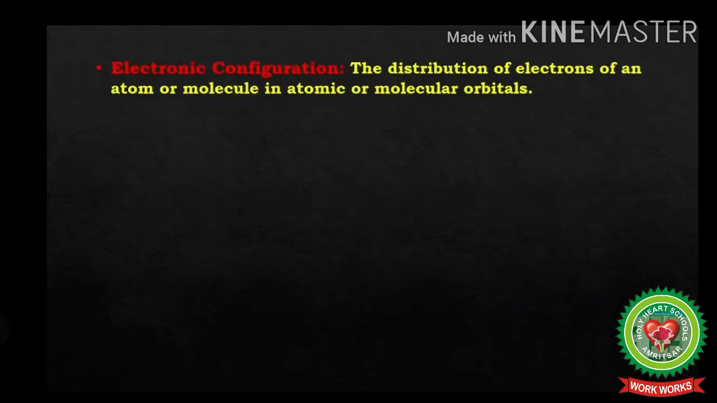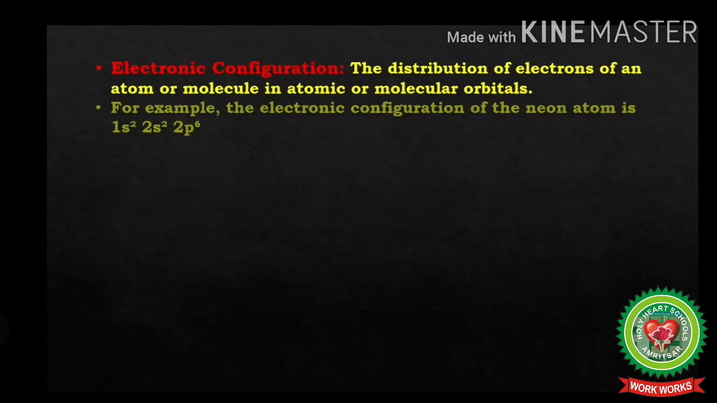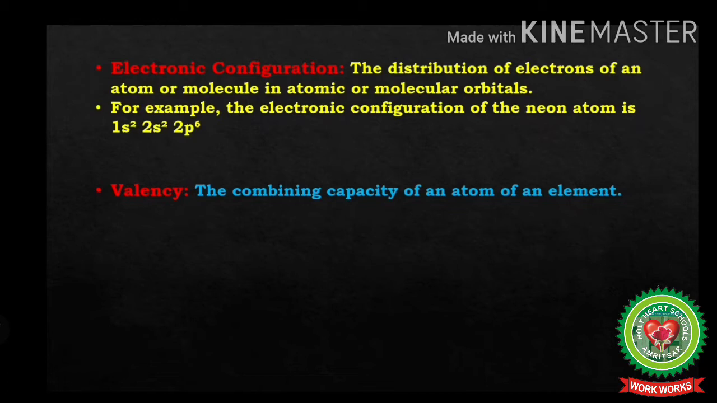Next term is electronic configuration. The distribution of electrons of an atom or molecule in atomic or molecular orbitals is called electronic configuration. So electronic configuration is basically the distribution of electrons in atomic or molecular orbitals. If we take the example of neon, whose atomic number is 10, its electronic configuration will be 1s2, 2s2, 2p6. And what is valency? Valency is the combining capacity of an atom of an element.